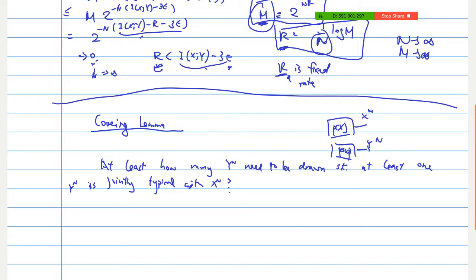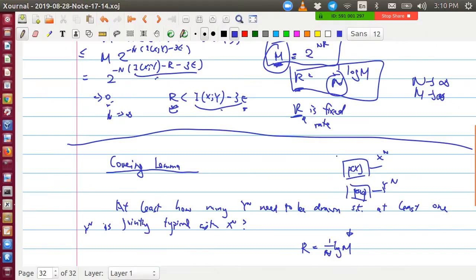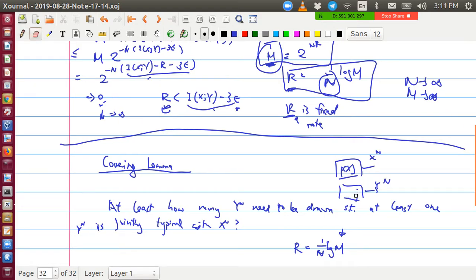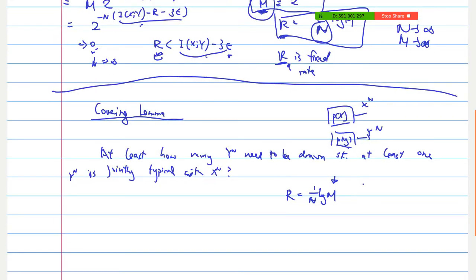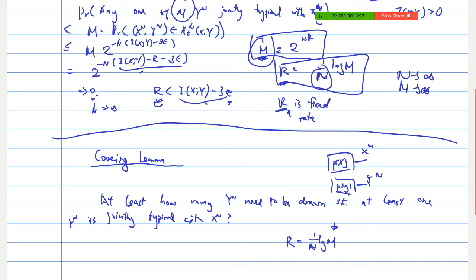So it turns out that as long as, we can again depend on some R, you can define R the same thing as above, R equal to 1 over n log m, where m is the number of yn we pull out from the source py here. And as long as R is bigger than I(X;Y), in this case, we can show that we can find at least one yn to be jointly typical with xn.